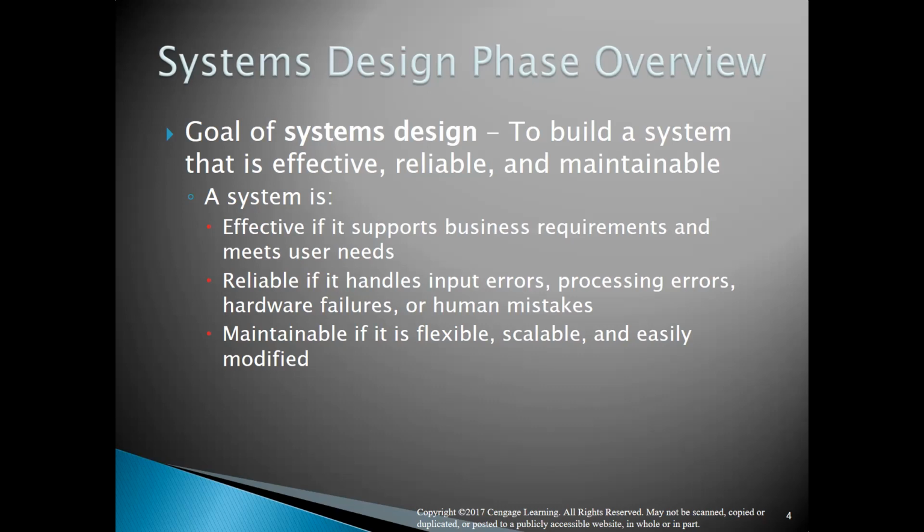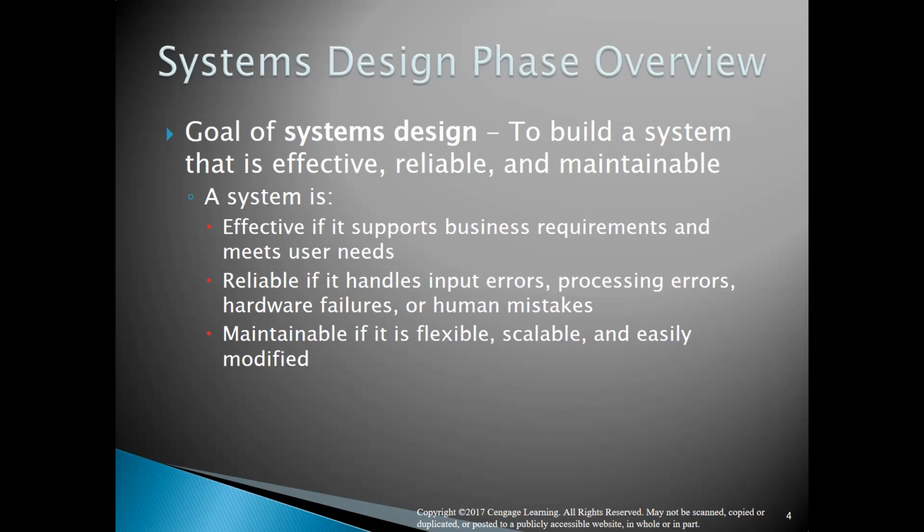When we say it's reliable, that means it should be able to handle input errors. It should be able to process errors. It should be able to handle hardware failures or human mistakes. Now, how does it handle hardware failures or human mistakes? Probably it can alert you, okay? Or probably it can give you some form of a message or so forth.